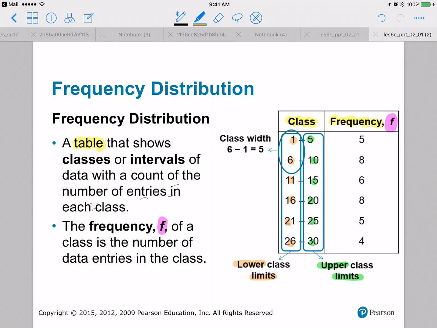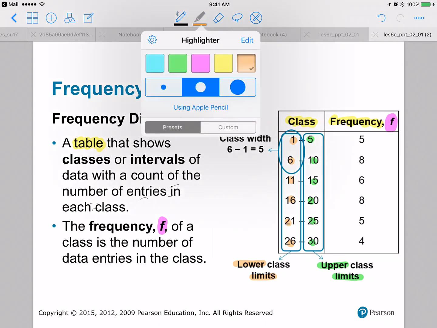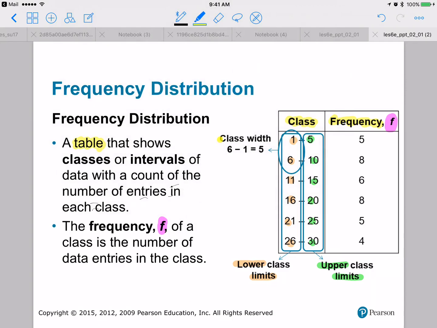Okay, so you can see that the class width, right, is the difference between any two consecutive lower class limits. So 6 minus 1, that's 5, right? 11 minus 6, that's also 5. 16 minus 11, that's also 5. 26 minus 21, that's also 5, right? And it's also the difference between upper class limits. What's 10 minus 5? 5. 15 minus 10, 5. So your difference from here to here is going to be 5. From there, 5, 5, 5, 5.